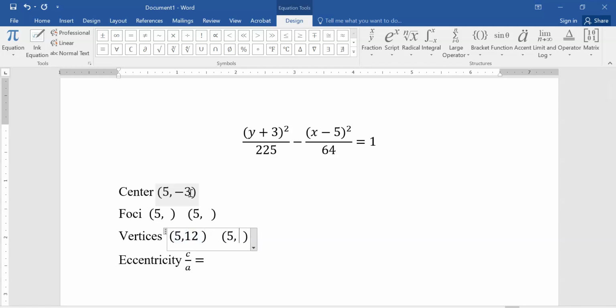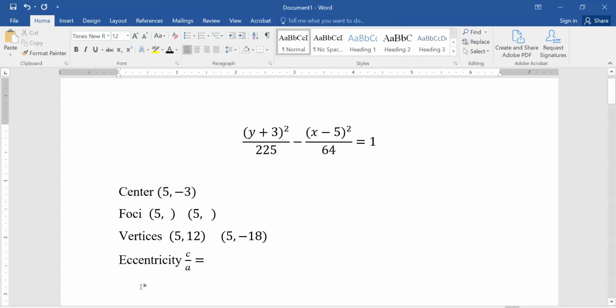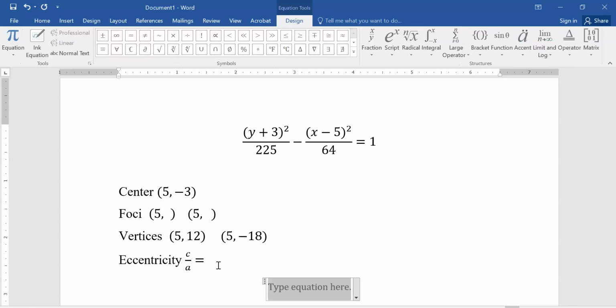If I subtract 15, I get to a minus 18. So my vertices are at (5, 12) and (5, -18). The foci, well, that's going to require us to calculate the c. And remember, in hyperbolas, we have c squared equals a squared plus b squared.